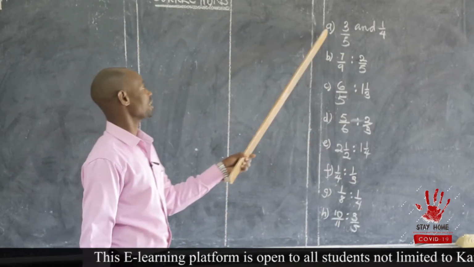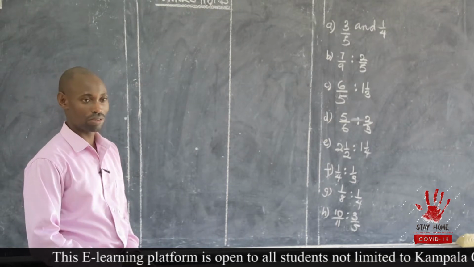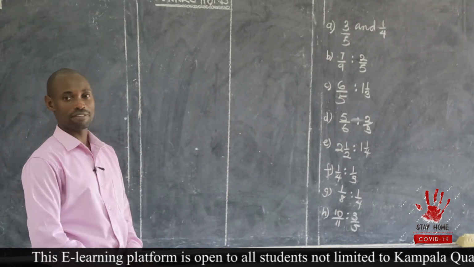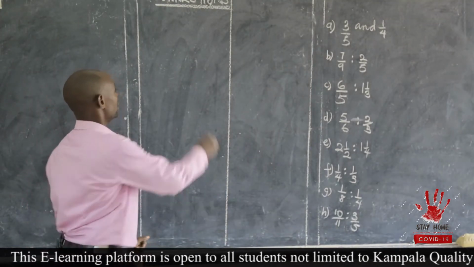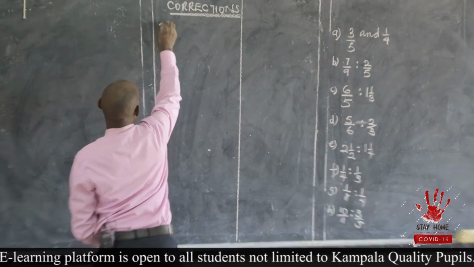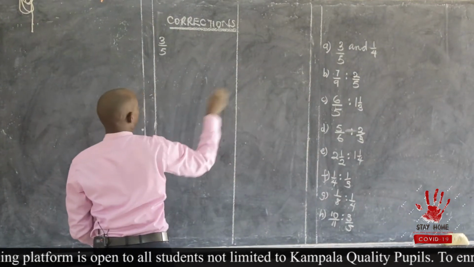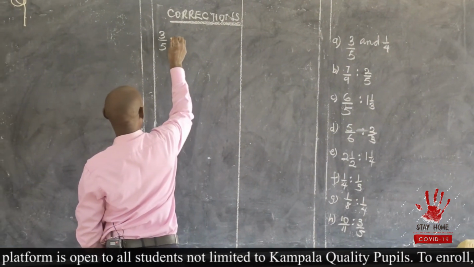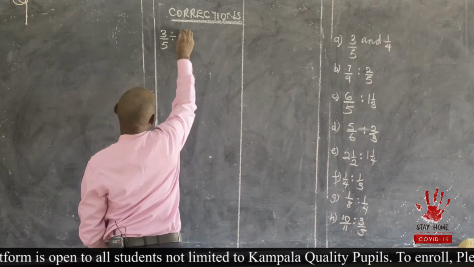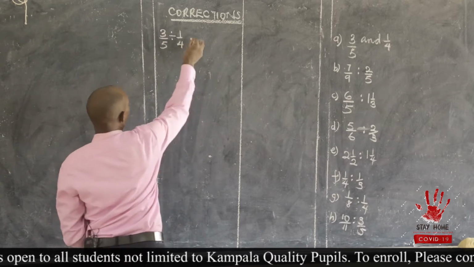Here we have two fractions, and I told you that the moment we give you more than one fraction, first express the given fractions as a single ratio, and that's what we are going to do. We are going to express 3 out of 5 divided by a quarter. How do we simplify this?